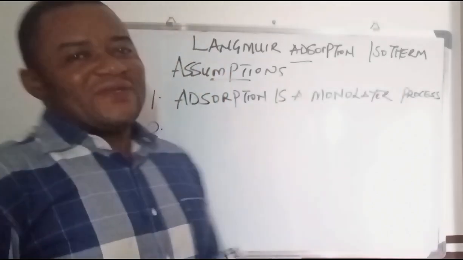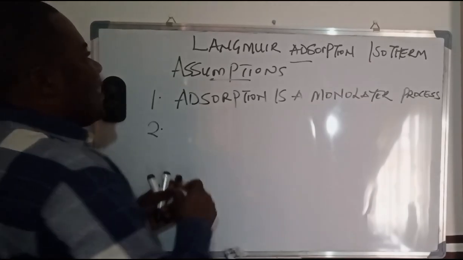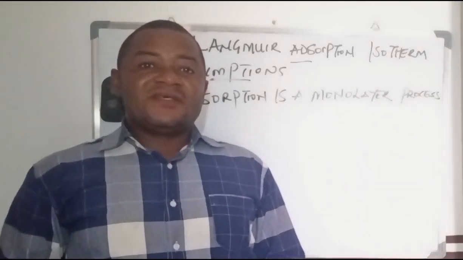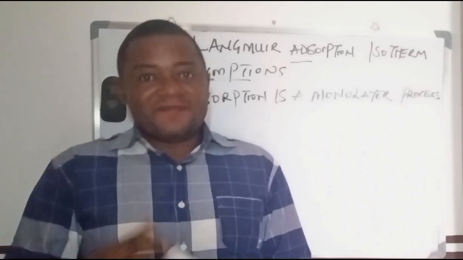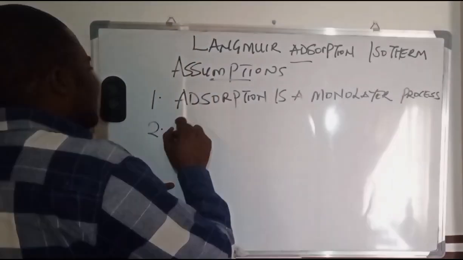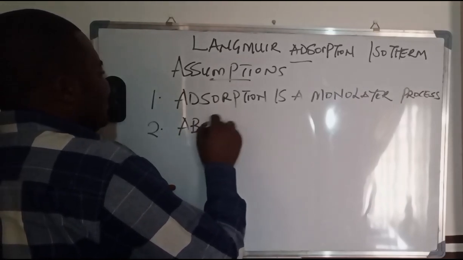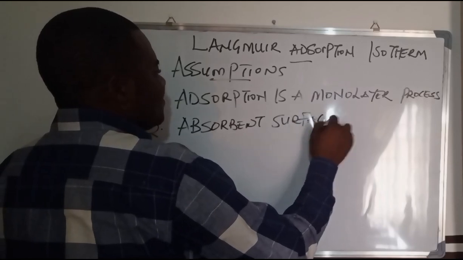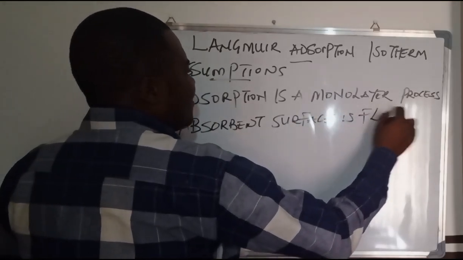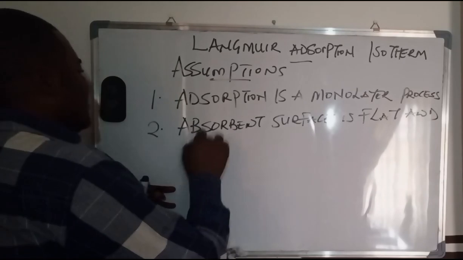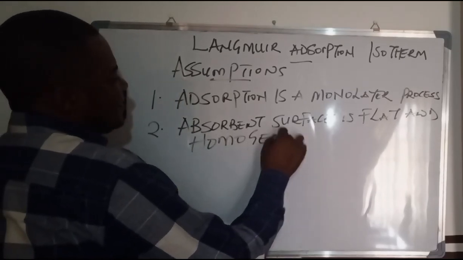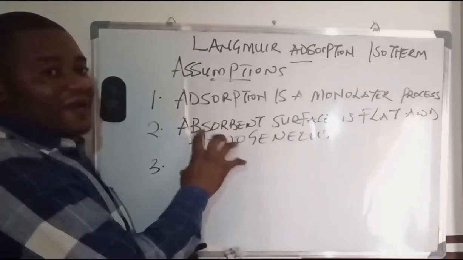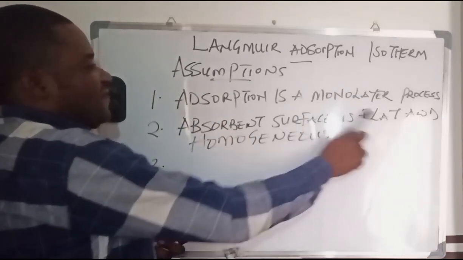The second assumption of the Langmuir adsorption isotherm is that the surface of the adsorbent that is supposed to receive is always flat and homogeneous. The adsorbent surface is flat and homogeneous. This is just a summary. They're quite lengthy, but once you grasp this, it's okay.